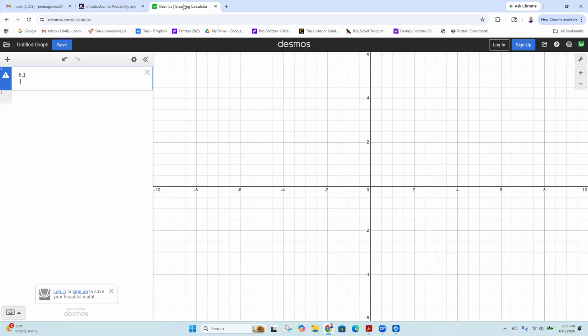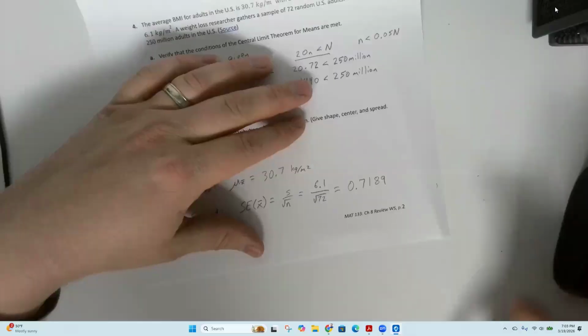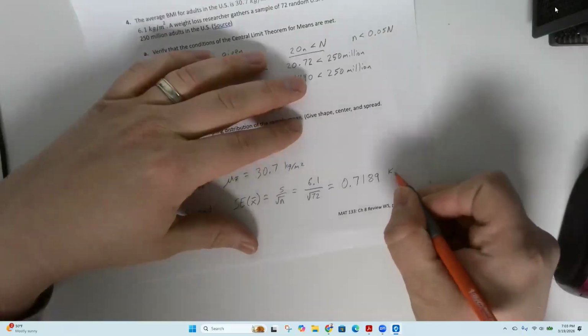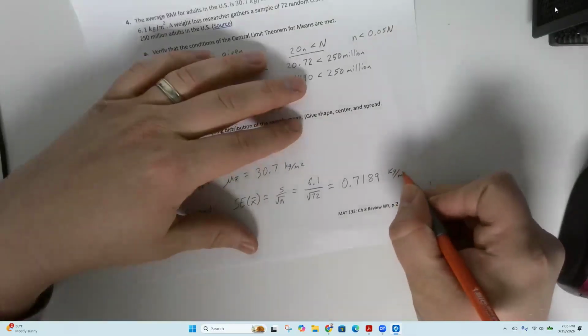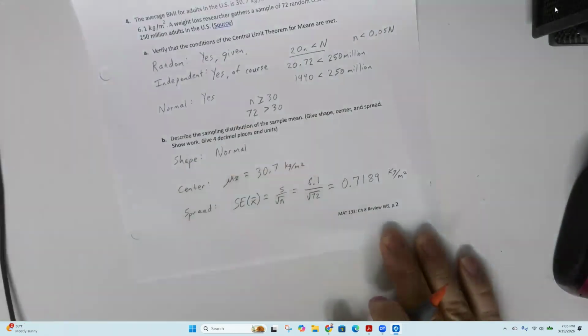To do a square root in Desmos, you type SQRT, then 72. And we get 0.7189, to a few decimal places, with units of kilograms per meter squared.